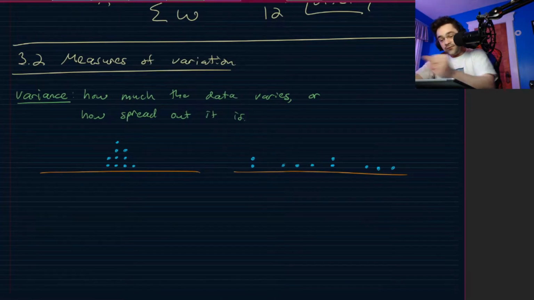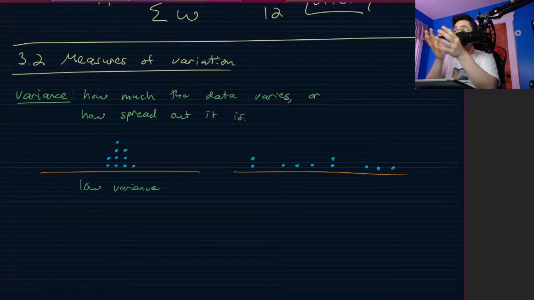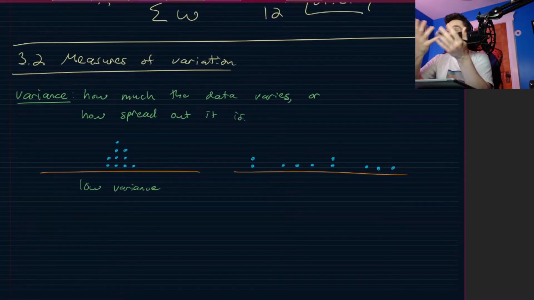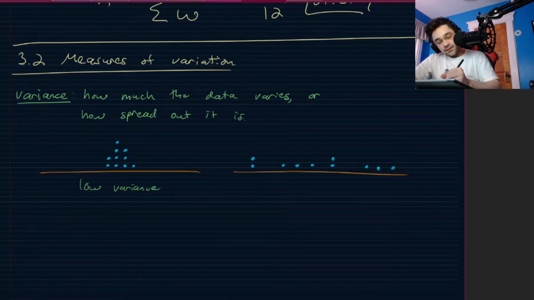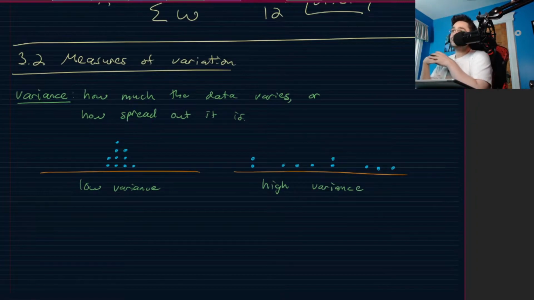The one on the left is something with low variance. The data do not vary very far from each other. There's not a lot of spread in the data. They're not very different from each other, right? That's kind of the most important thing. These ones have high variance because it's very spread out, very different from each other, that sort of thing.